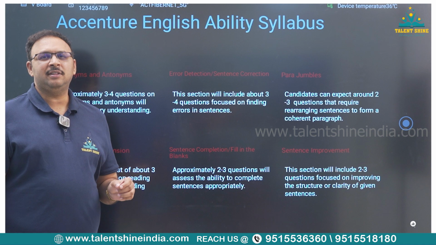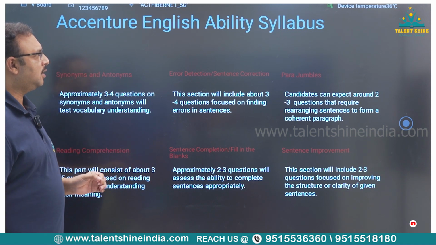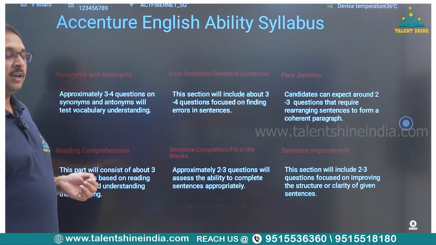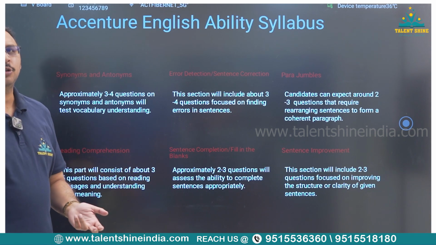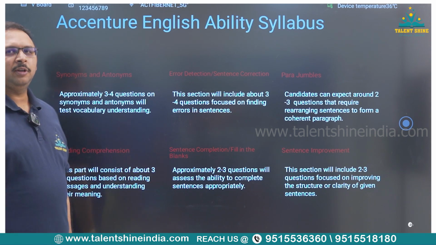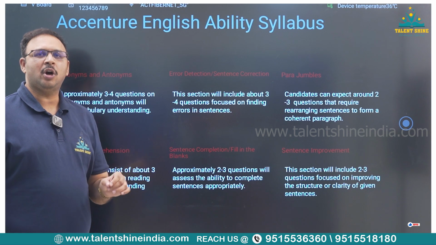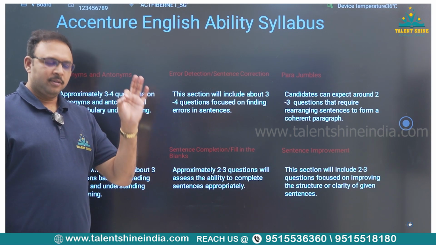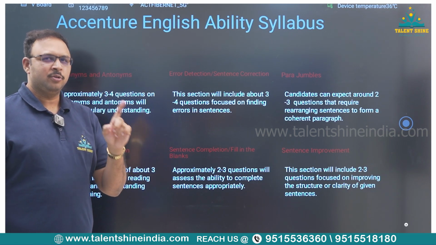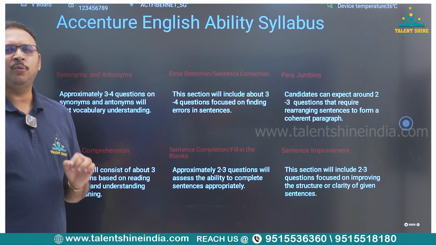Totally from the reasoning, 30 questions. Of course, from the English 17 questions. So 33 questions come from reasoning only. Okay, 33 questions out of 90 questions come only from reasoning. So be careful about the reasoning. Be thorough with that one.